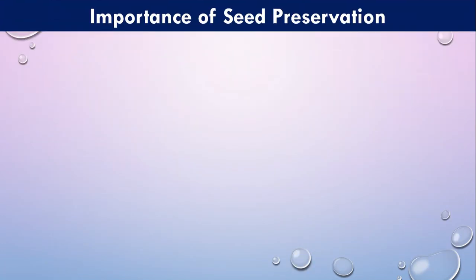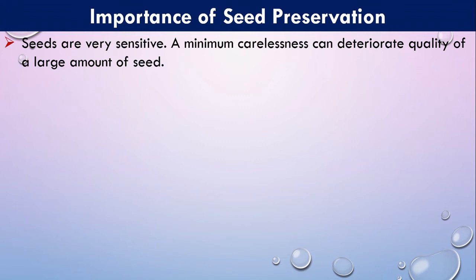Now, what is the importance of seed preservation? Why do we have to follow the seed preservation method? Because seeds are very sensitive, and a minimum carelessness can deteriorate the quality of a large amount of seed. If you preserve about 1 ton or 2 tons of seed for next year and do not preserve it properly, it will all be destroyed or deteriorated.